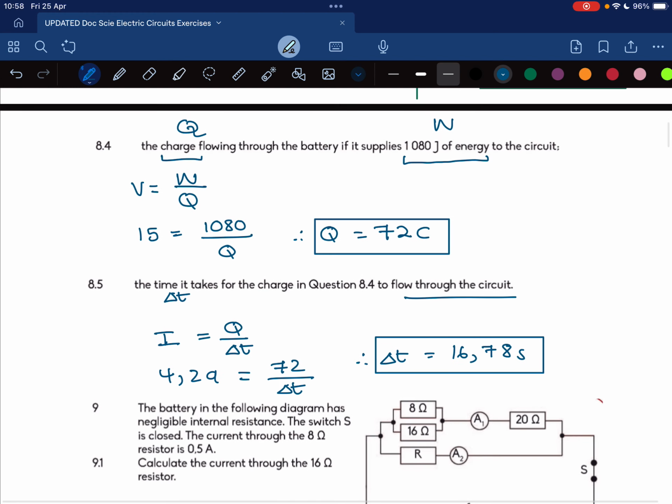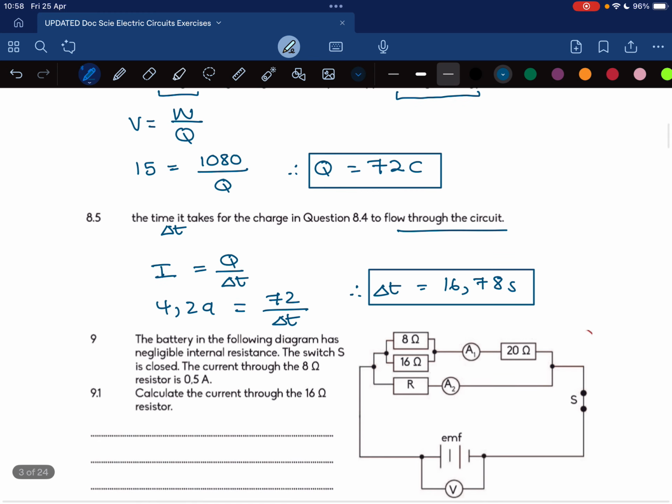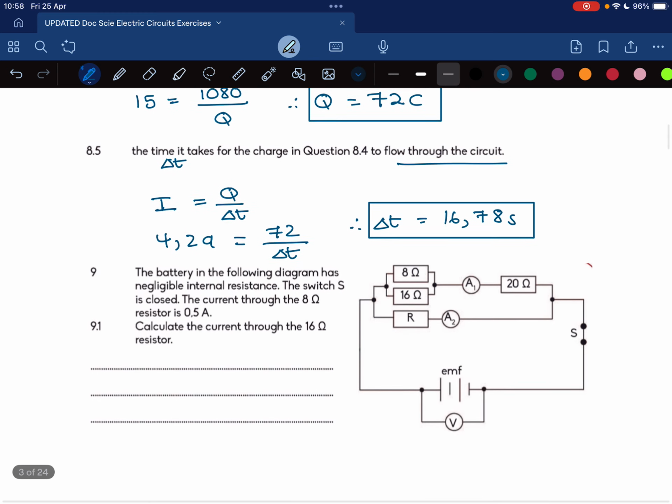Okay, so it's important that you use the equation. So make sure that you have a formula sheet with you when you're answering these questions, otherwise you're going to struggle quite a bit.